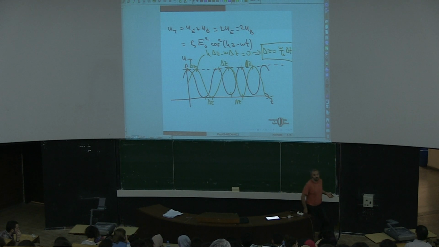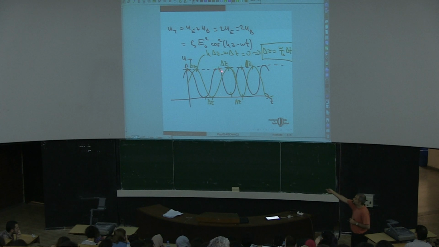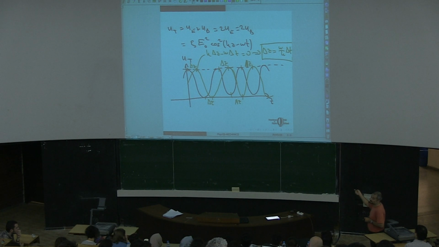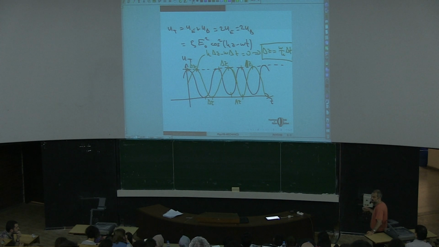You can consider any point that you like. If you would follow, let's say, this peak over here, that peak over here corresponds to k delta z minus omega delta t is equal to 2 pi. So it's just a shift. You just add delta z is equal to this number plus some shift. It's just linear motion with the same velocity. All the points on this shape move with this velocity. So the shape doesn't change. All the points move with the same velocity.